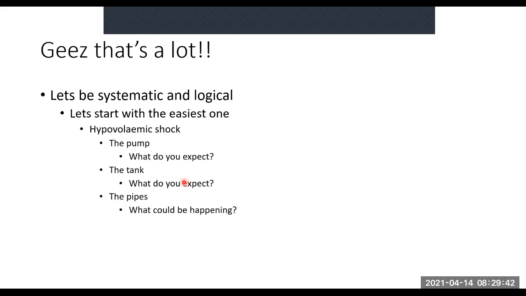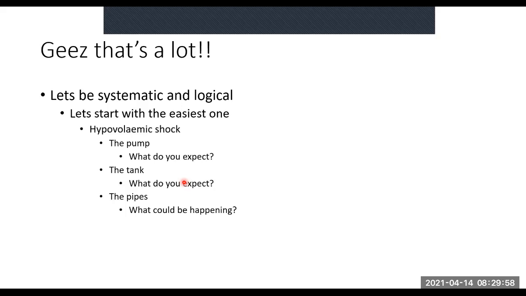But what happens if you have too little fluid? What should happen? It should be closing all the time, because whatever little fluid it has keeps on getting taken out. Agreed. So are these the things that we expect in hypovolemic shock, or am I just making it up?